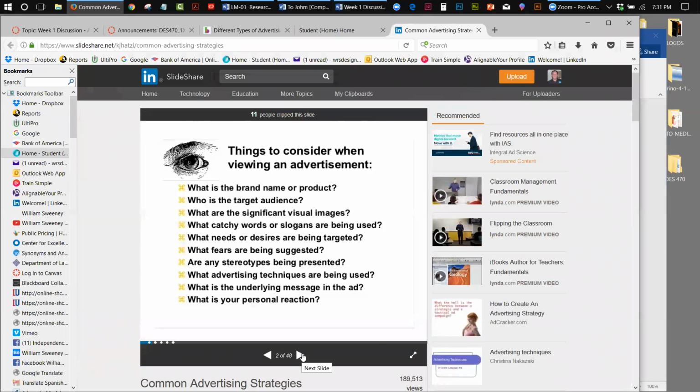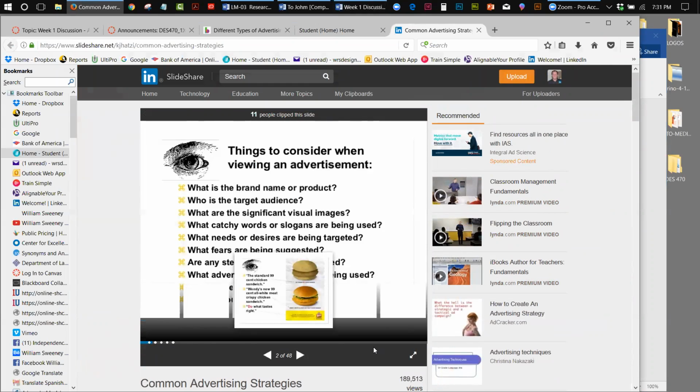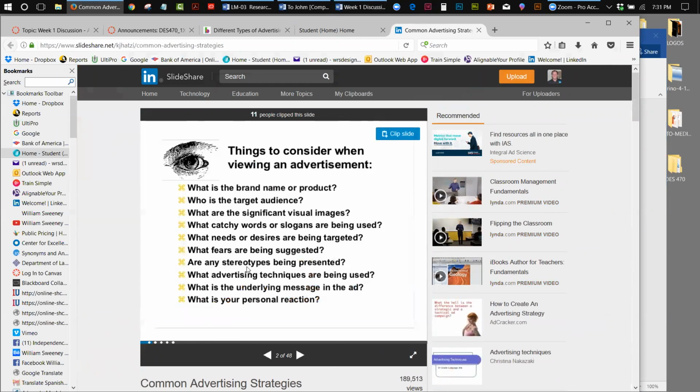All right. Things to consider when viewing an advertisement. What is the brand name or product? Who is the target audience? What are the significant visual images? What catchy words or slogans are being used? What needs or desires are being targeted? What fears are being suggested? Are any stereotypes being presented? What advertising techniques are being used? What is the underlying message of the ad? What is your personal reaction? So these are some of the things that you can consider and you can think about.